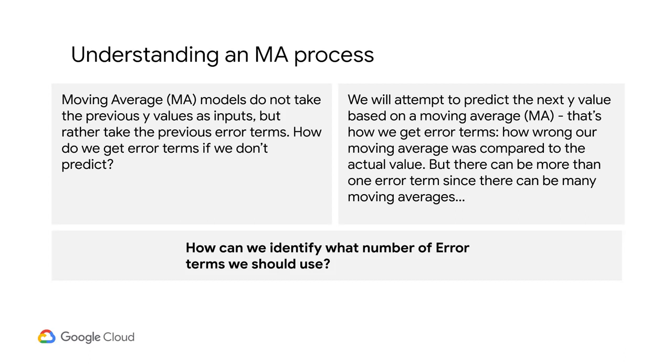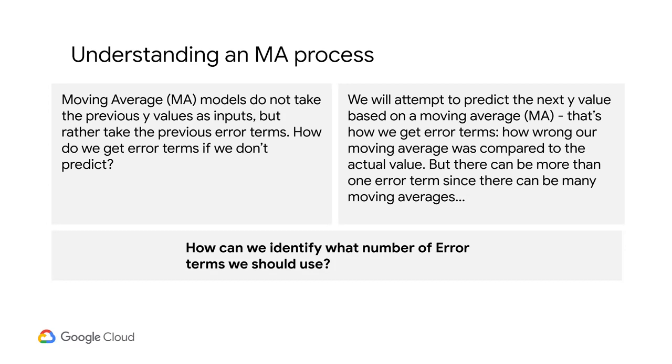These models do not take the previous y values as inputs, but rather take the previous error terms. But how do we get error terms if we don't predict? Good question. We will attempt to predict y values based on a moving average, MA. That's how we get error terms: how wrong our moving average was compared to the actual value.